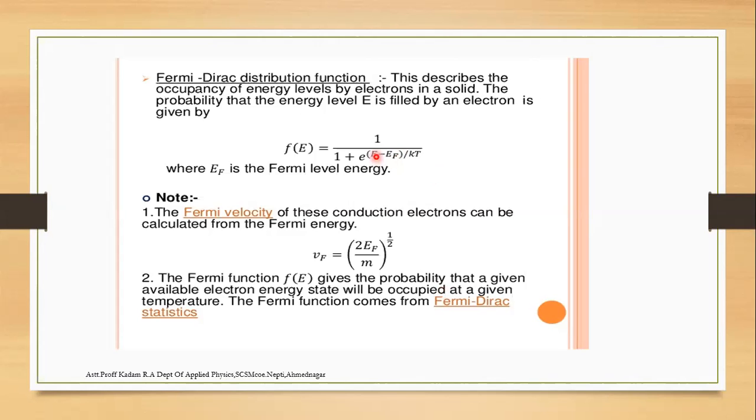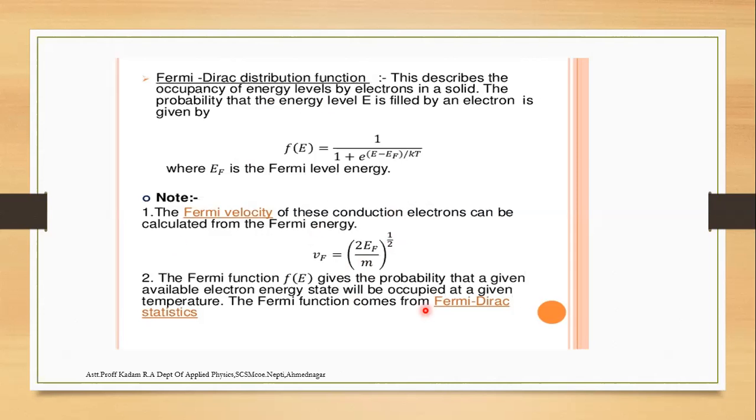The Fermi Dirac distribution function is a basic note related to this. The Fermi velocity of conduction electrons is calculated from the Fermi energy by the formula vF equals (2Ef/m) raised to 1 by 2. This Fermi function gives the probability that an electron energy state is occupied at a given temperature. The Fermi function came from the Fermi Dirac statistics.